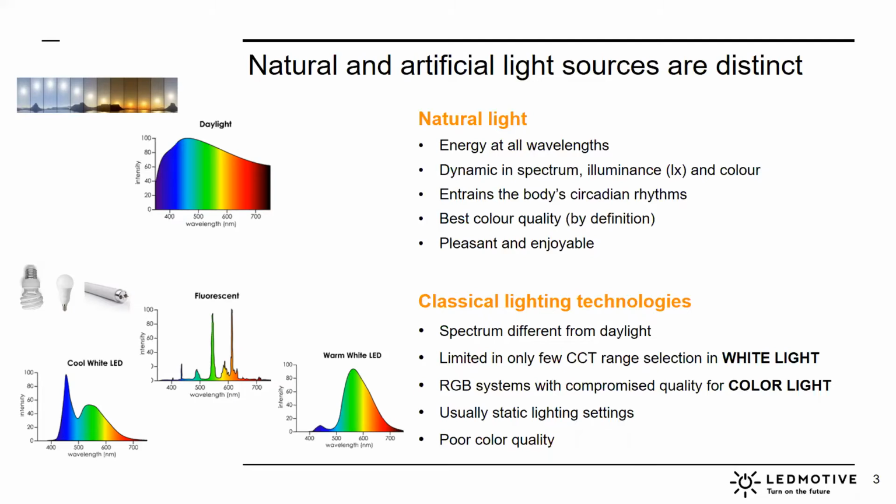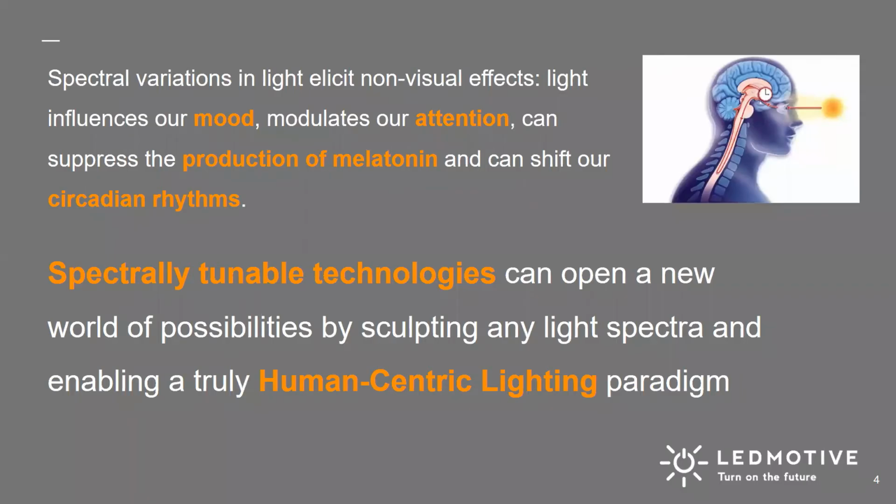Today, we spend most of the time in indoor spaces with light sources lacking the spectral properties that daylight holds, and this has consequences. Indeed, it is now recognized that the spectral variations in light not only enable us to see via the classical visual pathway, but also elicit non-visual effects, including on emotion and cognition via a distinct neural pathway. And it is important for health and well-being to take these effects into account.